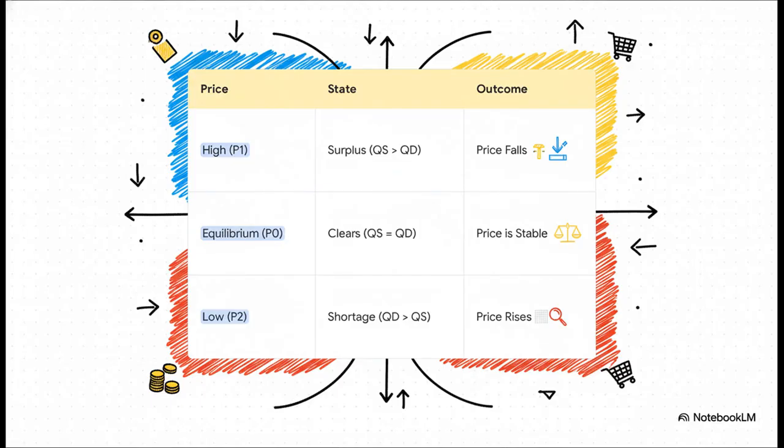And here it is on the graph, that beautiful intersection point. That's our sweet spot. Now, think about what happens if the price is too high, up at P1. Well, sellers have a bunch of stuff they can't sell. That's a surplus. What do you do when you have too much stuff? You have a sale. You lower the price. And if the price is too low, down at P2, you get a shortage. Buyers are scrambling over limited goods, which naturally pushes the price right back up. The market is like a self-correcting machine, always pushing back towards that equilibrium.